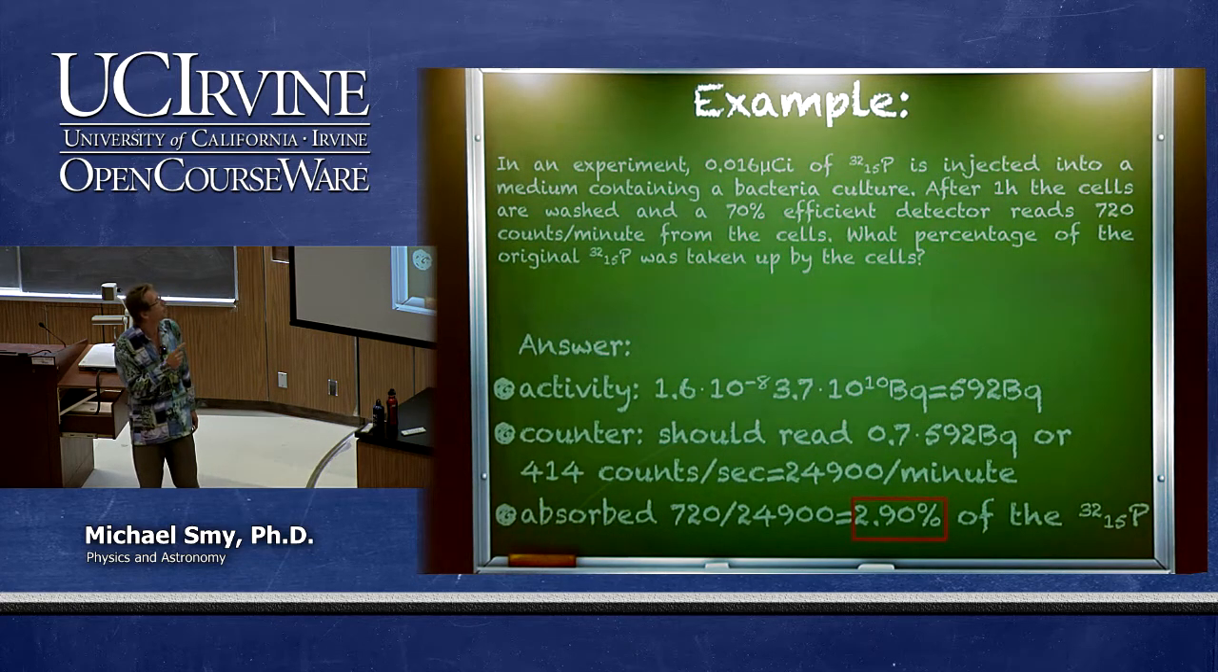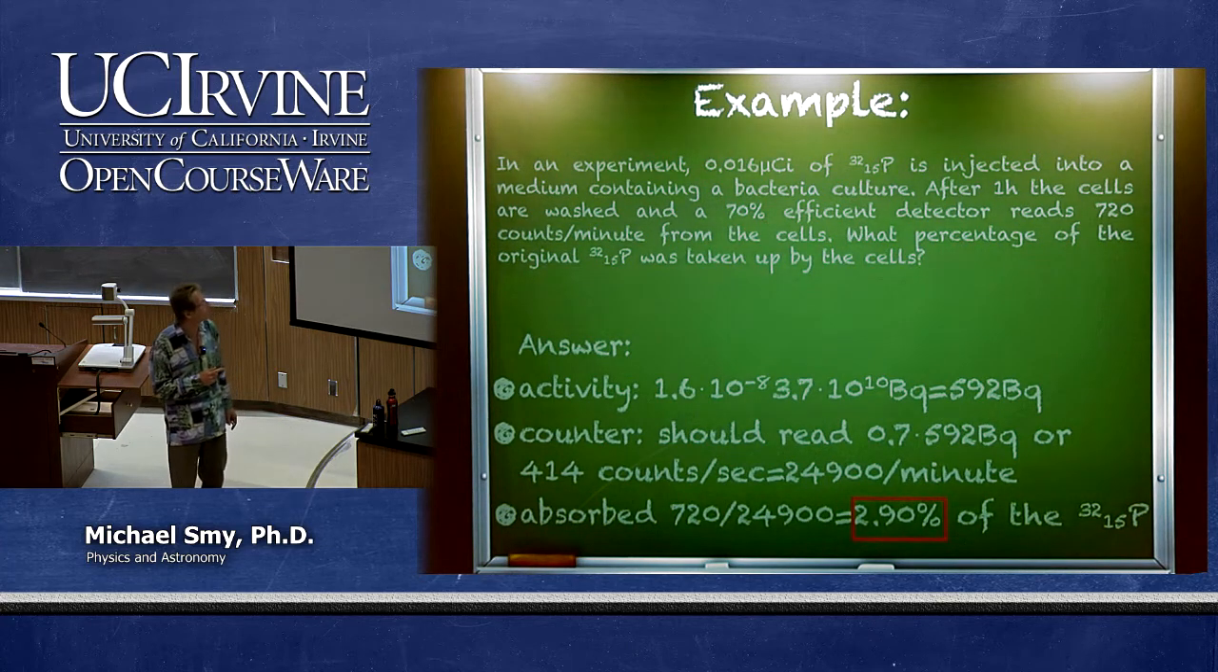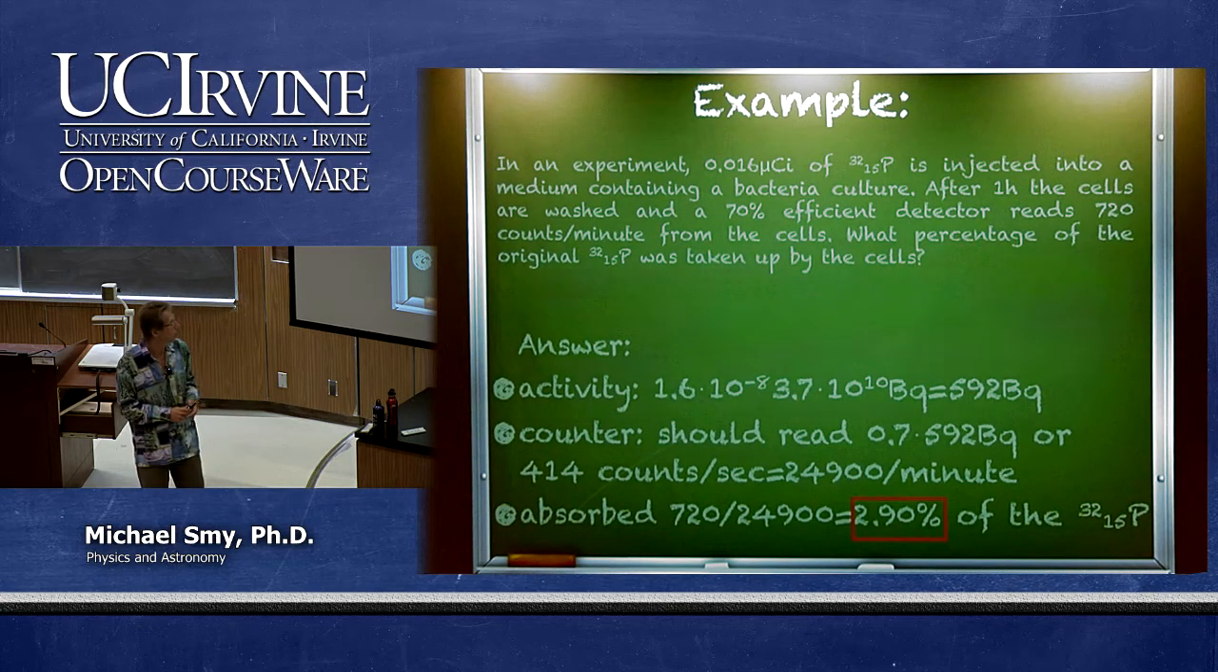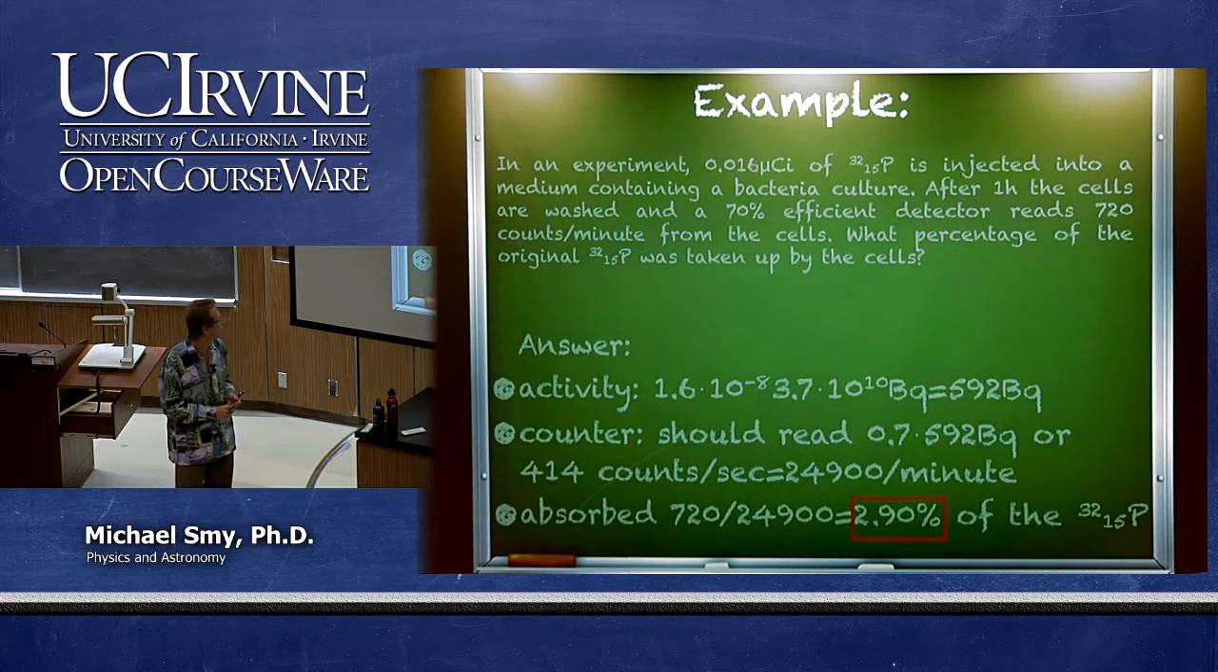And we use the 0.016 microcurie, which is 1.6 times 10 to the minus 8 curies. And then the next factor, the 3.7 times 10 to the 10, is the conversion from curie to becquerel. And so we have 592 becquerels, or disintegrations per second. And the counter, therefore, should read 0.7 times 592 becquerels, which is 414 counts per second, if all of it was absorbed. That would be 24,900 counts per minute.